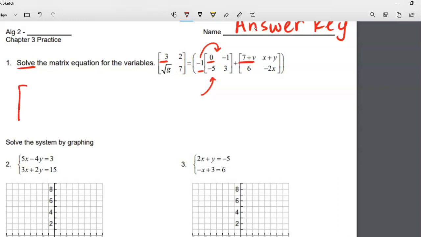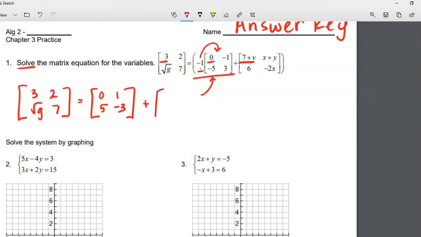All right, so the first thing I would do is write down the matrix that's on the left side of the equal sign, just like it is. Then on this matrix right here, I want to multiply -1 times each of these individual values. So here I would get -1 times 0 is 0, -1 times -1 is 1, -1 times -5 is +5, -1 times 3 is -3. Then I'm going to add, and I'm just going to drop this matrix just like it is because nothing is happening. Plus y, 6, and -2x. Just for a moment, I'm going to erase that arrow so it's not in the way.